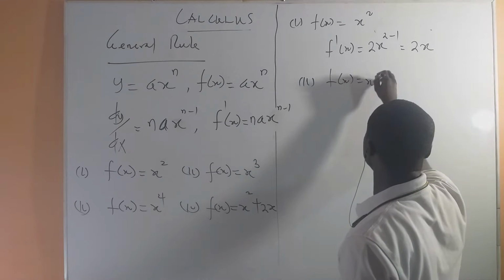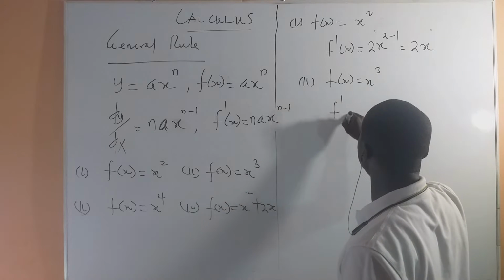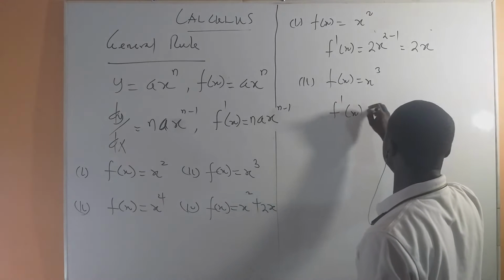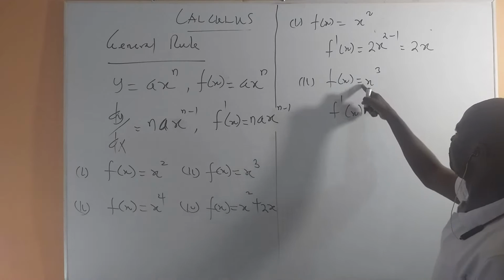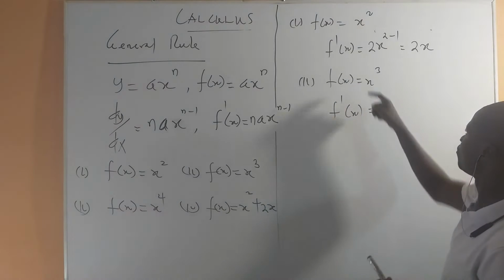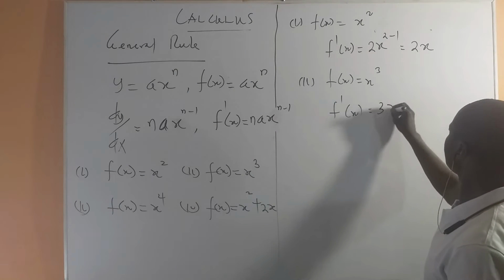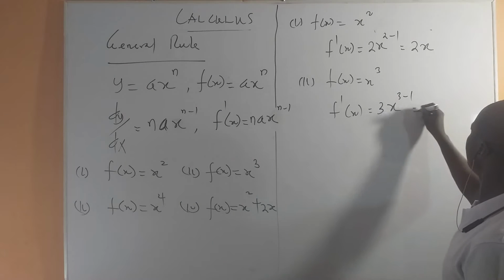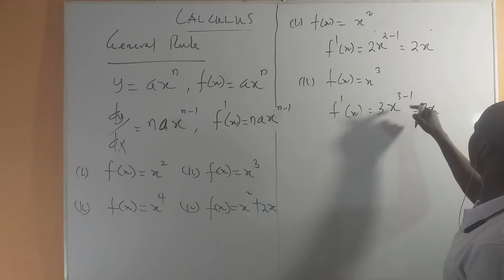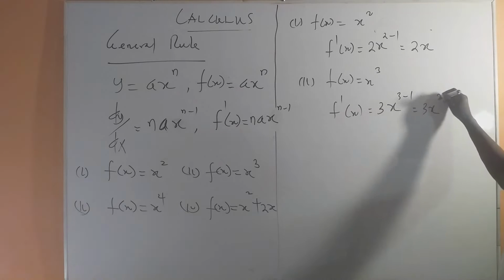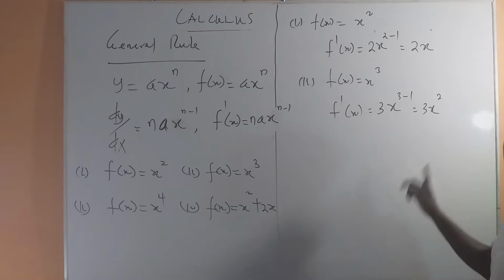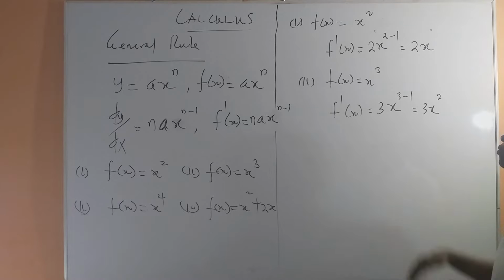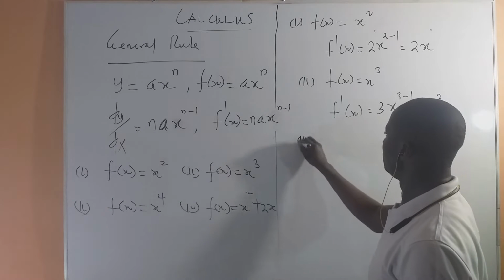f of x equals x cubed. So when we say f prime of x, this will be equal to, the coefficient of the variable here is also 1. So 3 times 1 will give us 3 here. Then we have x, then we subtract 1 from the 3. And this should be 3x, 3 minus 1 is 2. So we have 3x squared. You can also compare with the answer we have from the first principle. We have 3x squared. Now we look at the third one.